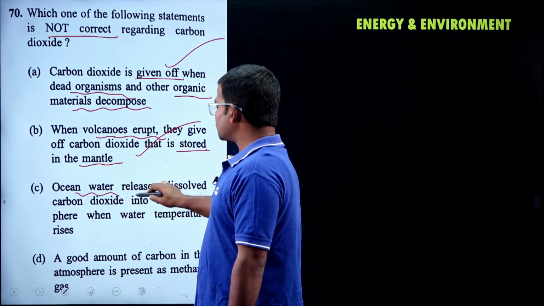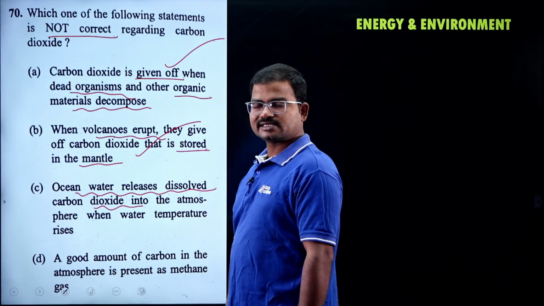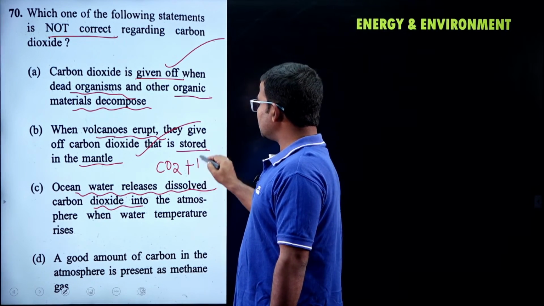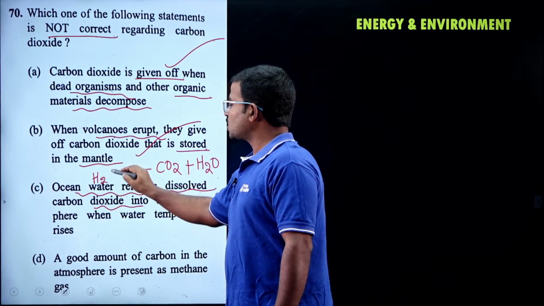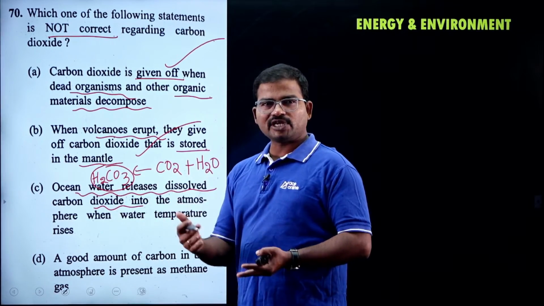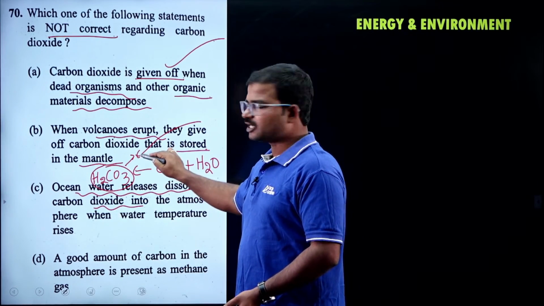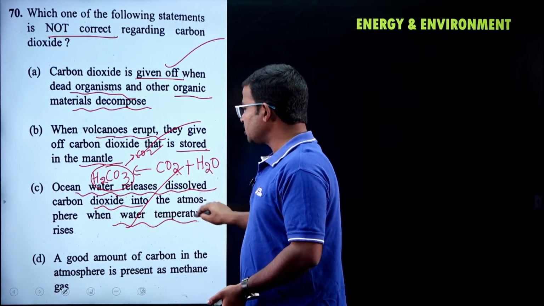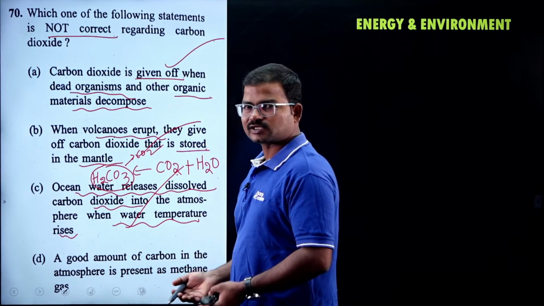Next, ocean water releases dissolved carbon dioxide. Actually, the best sink of carbon dioxide is the ocean. The ocean mostly absorbs carbon dioxide, which mixes with water and finally gives carbonic acid. When the temperature of the water increases, it releases some amount of carbon dioxide. So this statement is also correct. When water temperature rises, we can get carbon dioxide release.